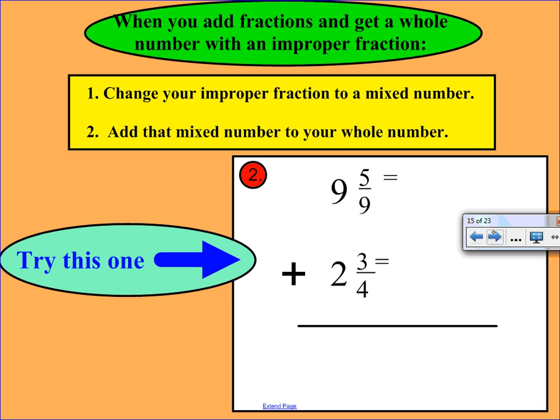Okay, let's try something else. Now, when you add fractions, you get a whole number with an improper fraction. Remember, change your improper fraction to a mixed number and add that mixed number to your whole number. Try this one. Pause the video cast. I'll wait right here for you.